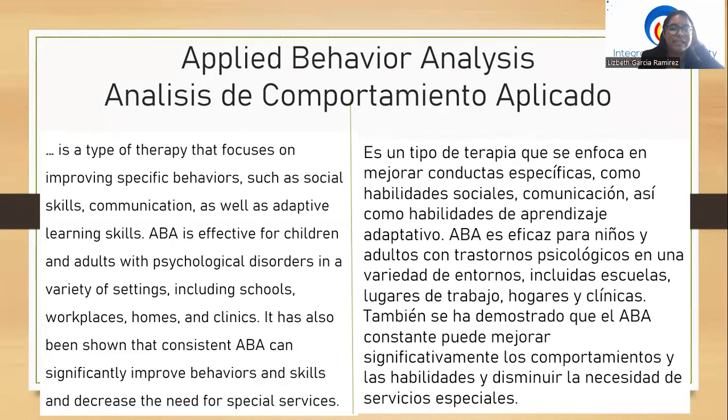It has also been shown that consistent ABA can significantly improve behaviors and skills and decrease the need for special services. So, what does this mean? This means that if you have a participant who receives therapy or ABA early on, it is scientifically proven that it would improve their independent skills in the long run, right? In the future. They tend to close those developmental gaps, they tend to increase communication skills, and they learn to adapt to things in their environment in a calmer way. So the faster that we start working on these behaviors of concern, the faster we're going to get to see a decrease, and the more opportunity we're going to give our loved one to be more independent in the future.